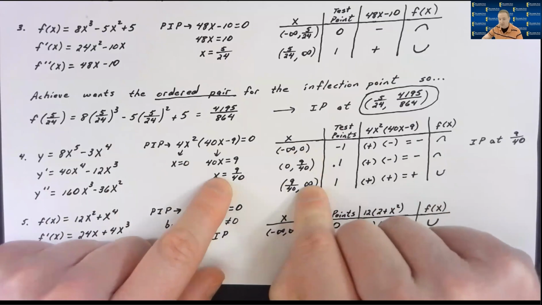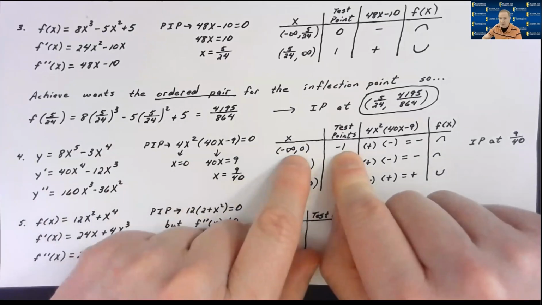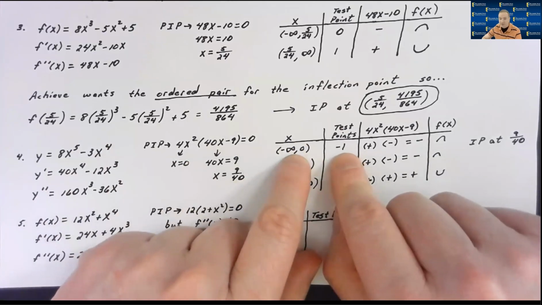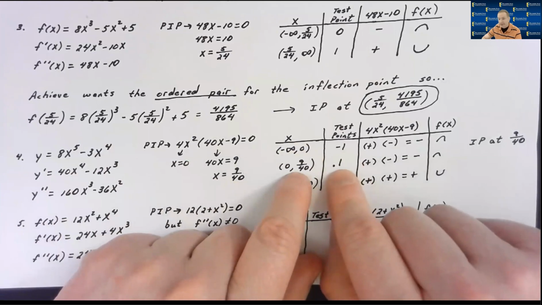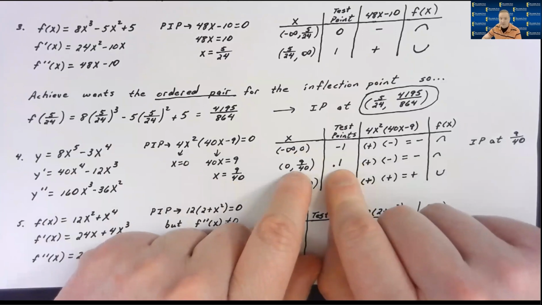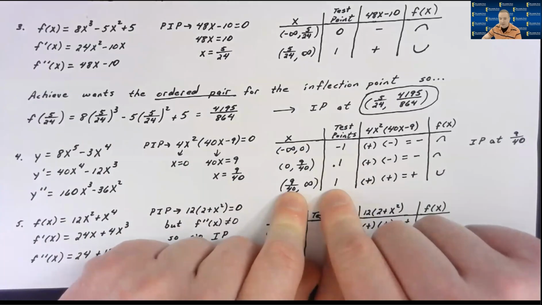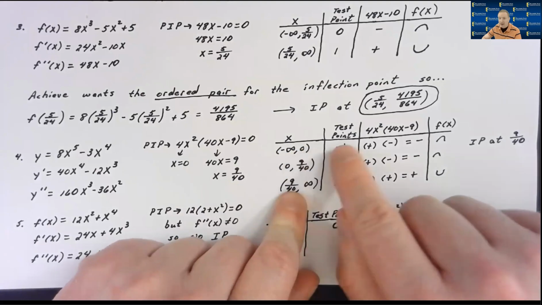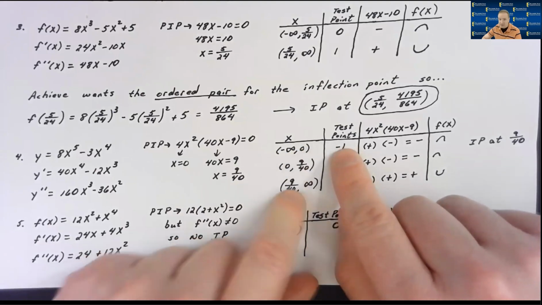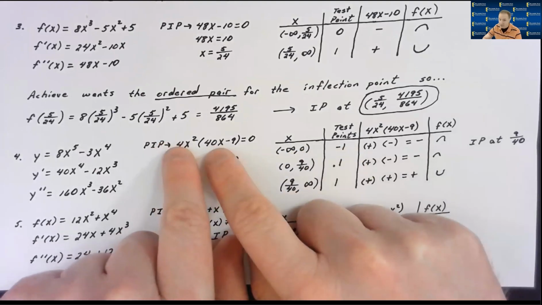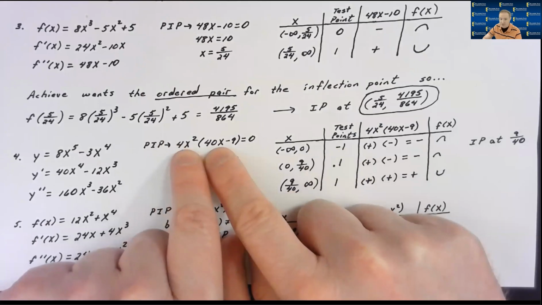Now I choose test points within each one of these regions. Please notice -1 is in the first region. I can say the second region, 9 over 40, that's like 0.225. So 0.1 is certainly in there. And then from 9 over 40 to infinity, I chose 1. Now I can say, all right, I need to plug each of these test points into, I would prefer to plug it into the factored version of your second derivative.